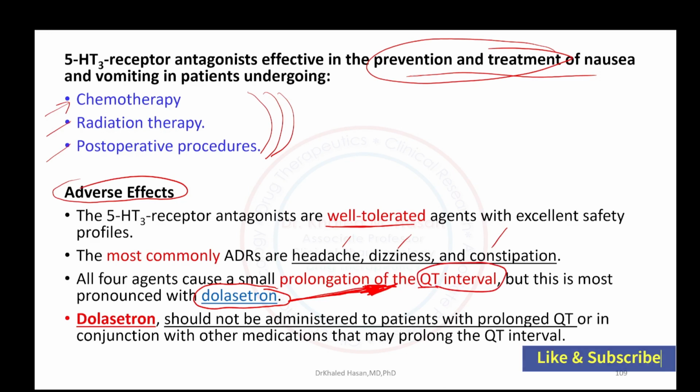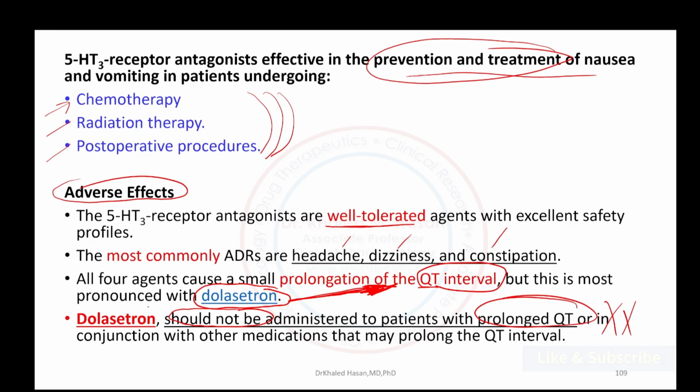So if the patient suffers from any heart abnormalities, we don't recommend using dolasetron in this patient. Dolasetron should not be administered to a patient with prolonged QT interval. This is contraindicated. So the question now: we have a medication, dolasetron, considered a contraindication (CI) in patients with prolonged QT interval.